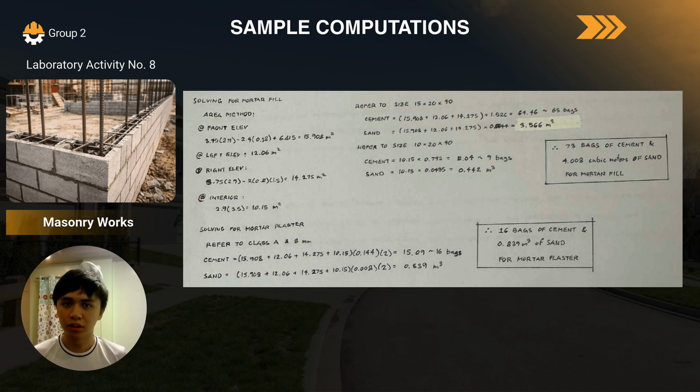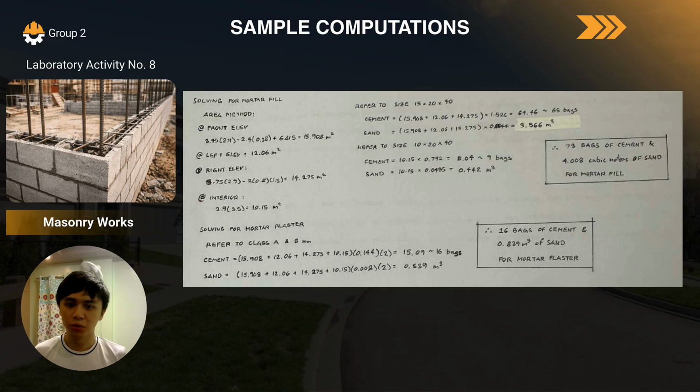If we refer to the interior and exterior wall sizes for the CHB, which are 15 by 20 by 40 and 10 by 20 by 40, because these calculations will also depend on the size of the CHB, we get that for the exterior walls we need around 65 bags of cement, and for sand, we need 3.566 cubic meters. For the interior walls, which are the 10 by 20 by 40 CHBs, we need around 9 bags of cement and 0.442 cubic meters. So this totals to 75 bags of cement and 4.008 cubic meters of sand for the mortar fill.